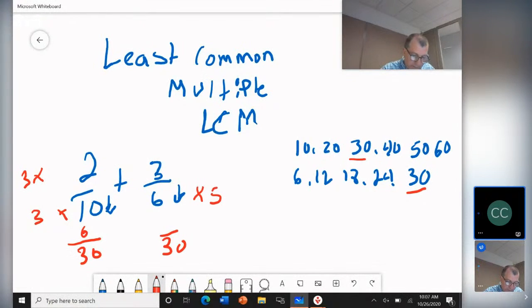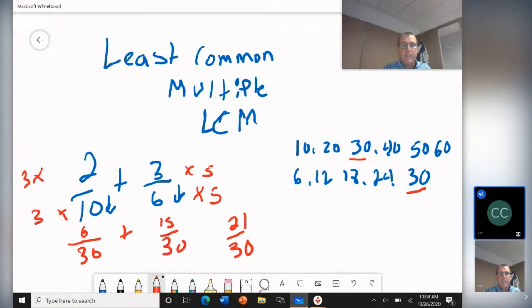So once again, if we multiply the bottom times 5, we have to multiply the top times 5. So now we have 2 fractions that have the same denominator. Just like a straight multiplication problem. So 6 plus 15 is 21 over 30. Okay, because when you have different denominators, 10 and 6, you have to find a common multiple in order to add them. Okay, let's do one more.